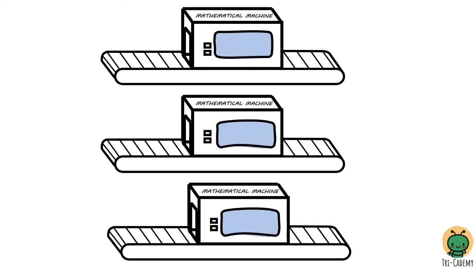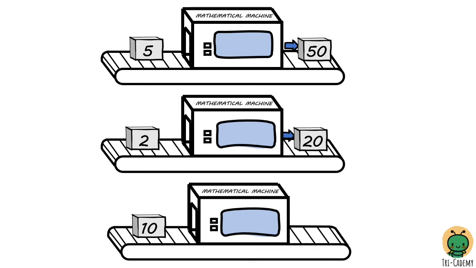Now let us focus on this mathematical machine I have here. If we put 5, we get 50. If we feed 2, we receive 20. And when we try another one, let's say for example 10, we produce 100. Yeah, I know what you're thinking. The mathematical machine simply multiplies the input by 10.